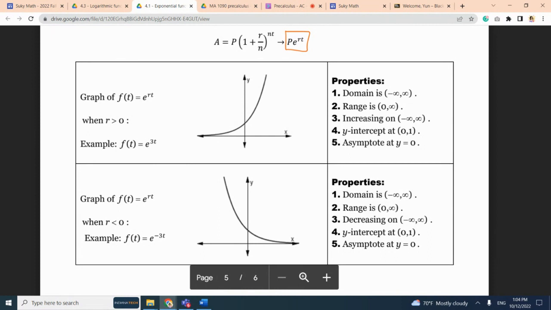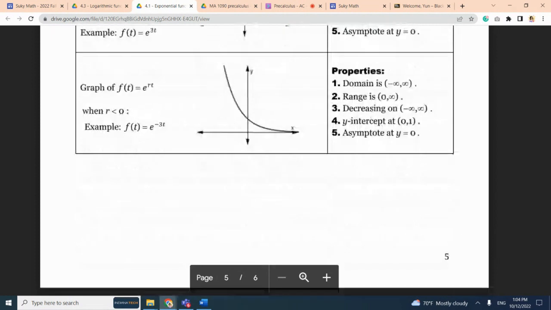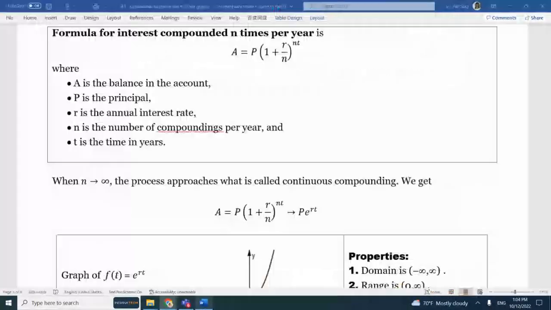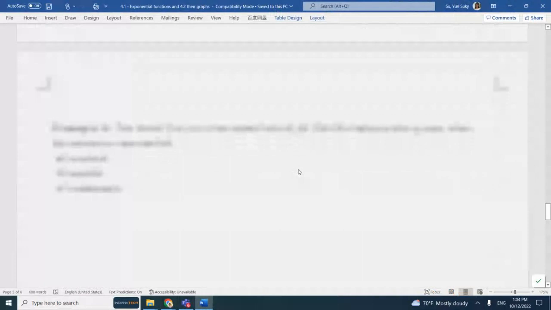Okay. All right. Let's continue. Okay. Let's do example 4. Example 4.